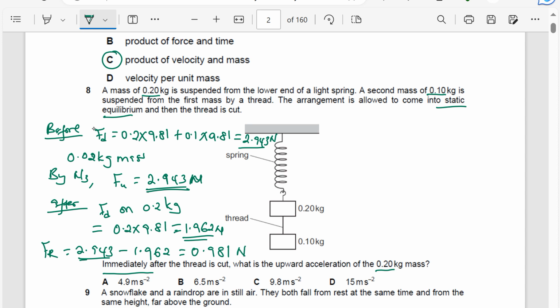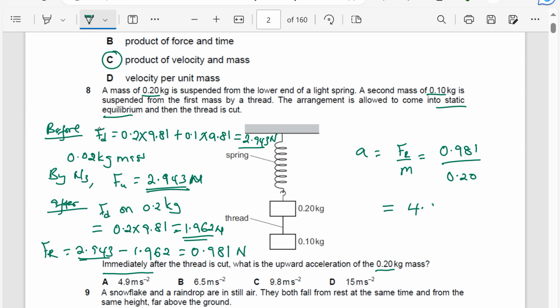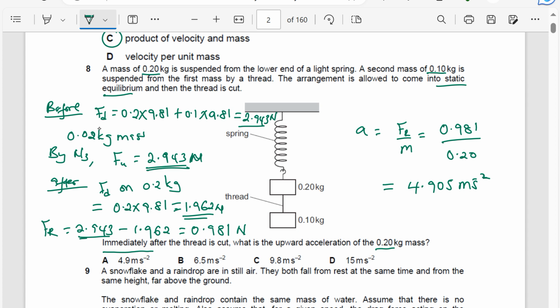But the question is asking for the acceleration. So the acceleration is going to be the resultant force divided by the mass. The resultant force is 0.981, divided by the mass, which is 0.2. So the acceleration will become 0.981 divided by 0.2, which gives us 4.905 meters per second squared. So it means our answer here is going to be A.